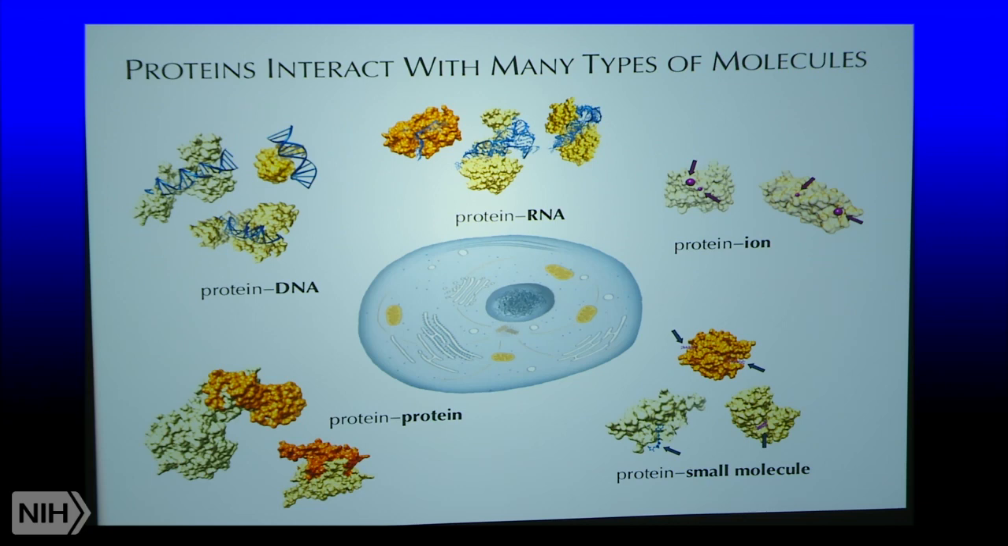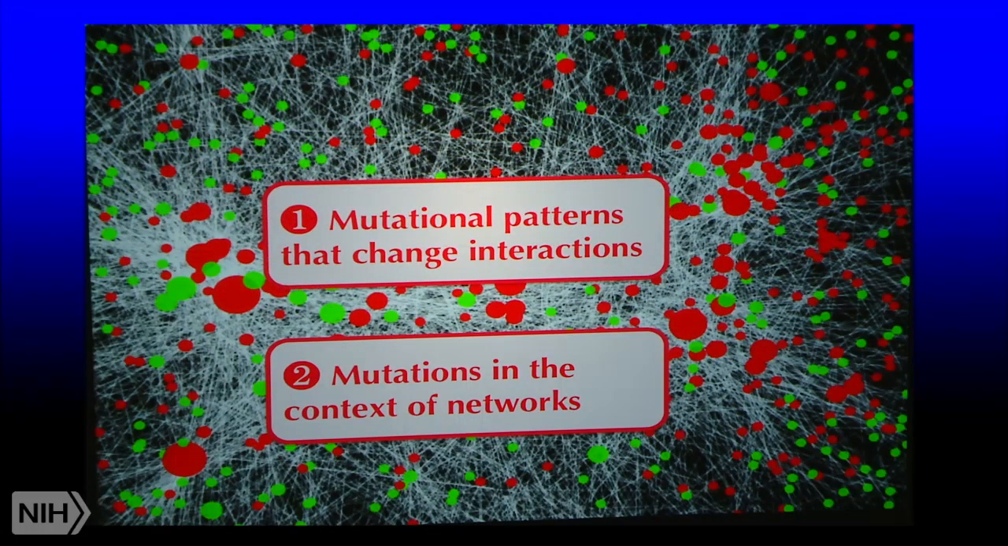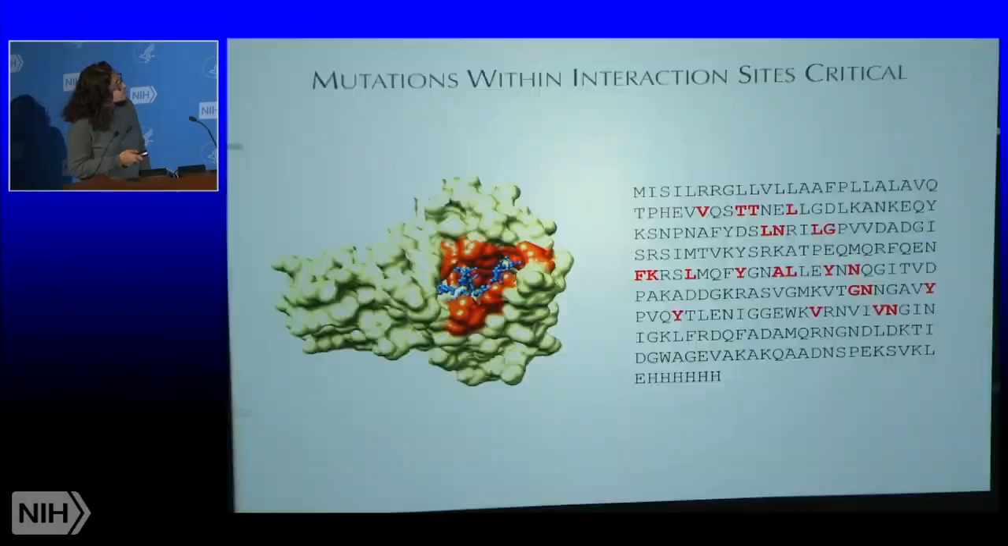So if we think about these interactions a bit more, then we can decide that this would be a great framework with which to interpret this cancer mutation data. So today I'm going to tell you about two types of projects we're doing. The first is thinking about these interactions and trying to identify mutational patterns that change interactions. And then as a complementary approach, we're going to talk about somatic mutations in the context of networks and see if we can use networks as a way to interpret these mutations. Okay, so going back to protein interactions.